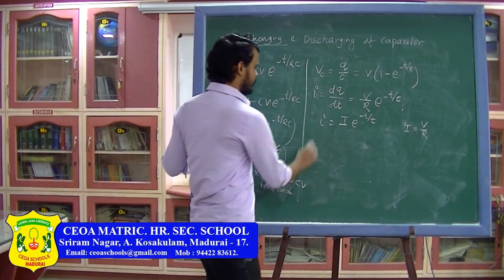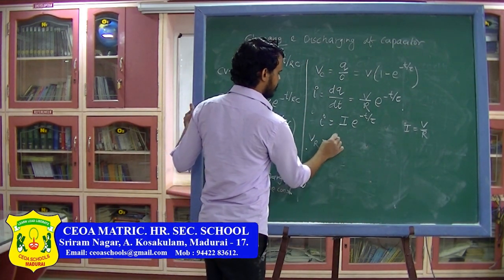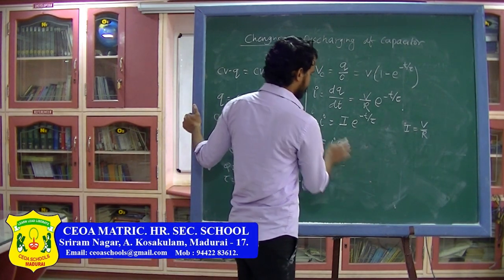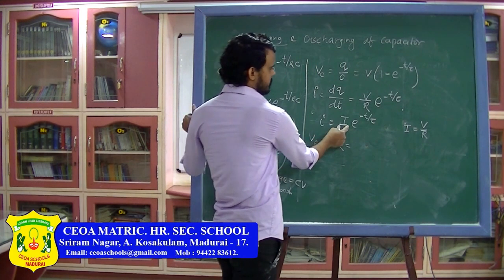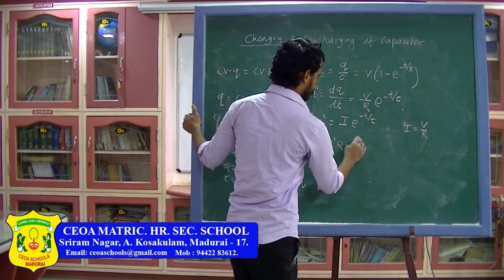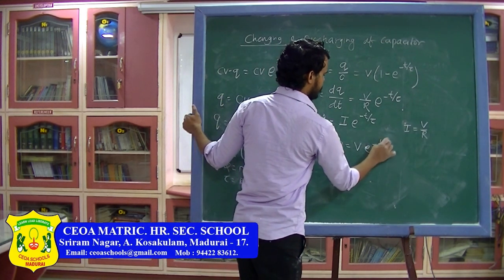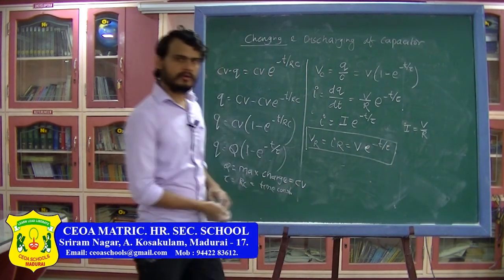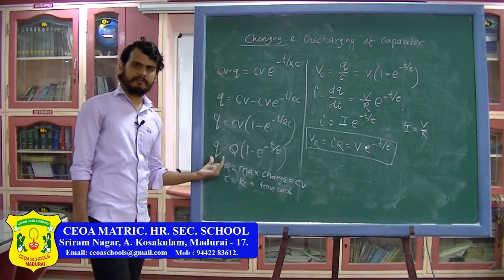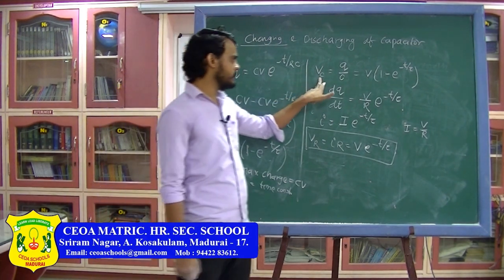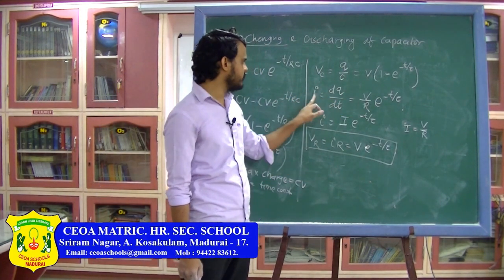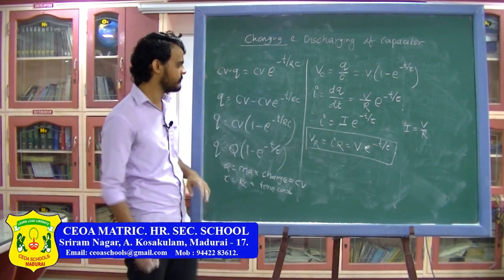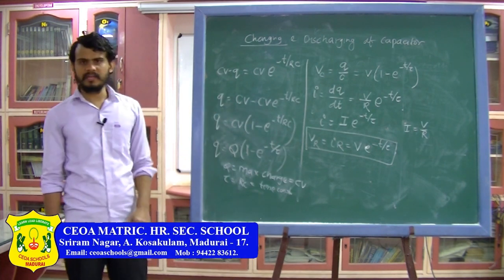And finally I can write the potential across the resistance as I into R. I can multiply this term by R, so this will be IR, which is again V, so this will be V e power minus t by tau. So basically you have to remember the formulas for charge as a function of time, potential across the capacitor as a function of time, current as a function of time, and potential across the resistance as a function of time. So this is the charging of the capacitor.